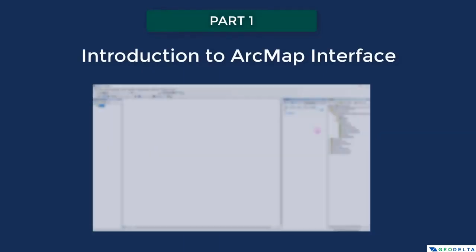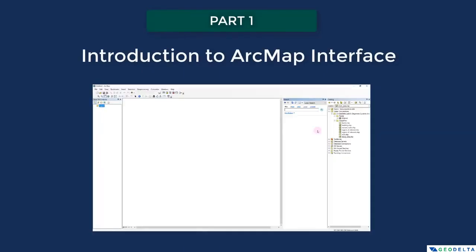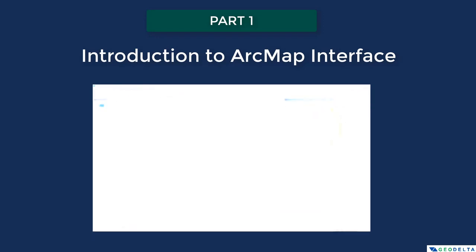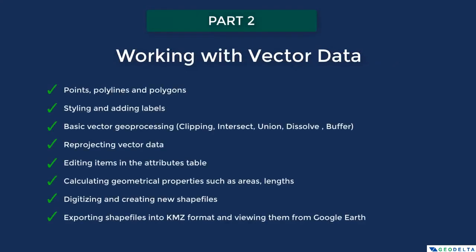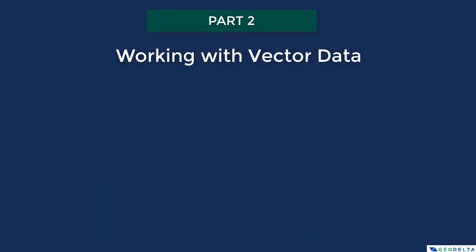To start off, I'll give you an overview of what ArcGIS Desktop is, and we'll discuss the different components of the interface. Then we will move on to discuss how we can use this software to work with vector data. On the screen you can see the subtopics we are going to discuss: types of vector data, how to do basic styling and geoprocessing tasks, how to edit the attributes, how to use the field calculator and the geometry calculator, how to digitize things, how to create new shapefiles, and how you can export those new vector files into different file formats.